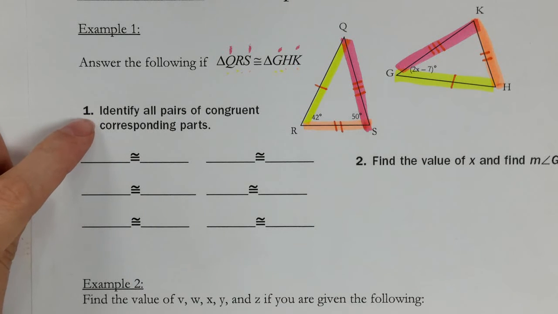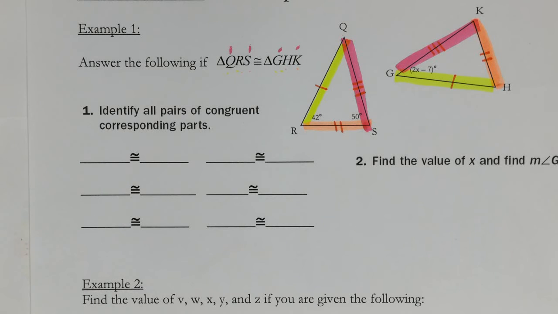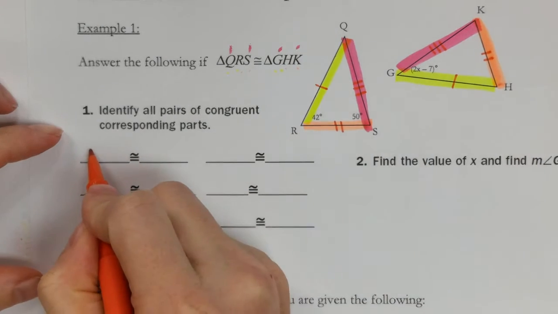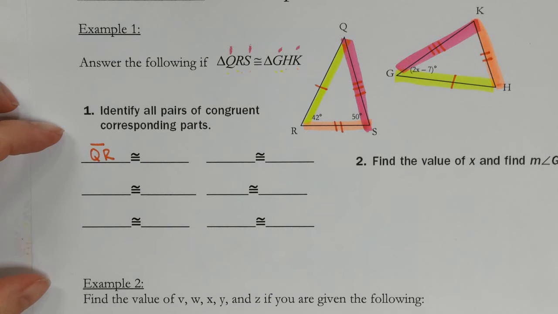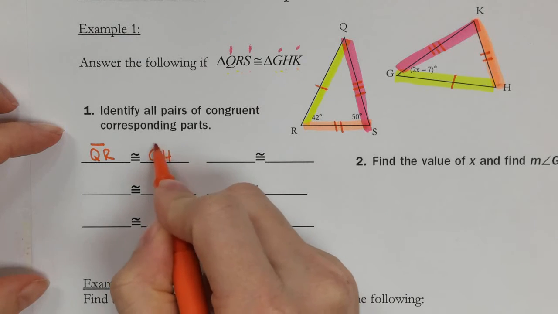So that's what we're going to do here. Identify all pairs of congruent corresponding parts. So that means there are 6 lines here. We have to talk about 3 sets of sides and 3 sets of angles. So I'm going to start with the sides. QR is congruent to and is corresponding to side GH.